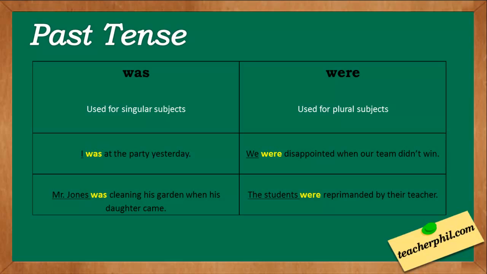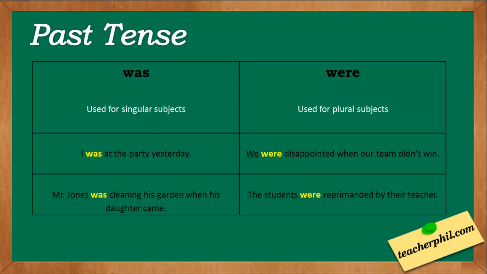Past tense. For past tense, we have was and were. Was is used for singular subjects. Examples: I was at the party yesterday. Mr. Jones was cleaning his garden when his daughter came. Was is used in the sentences because the subjects I and Mr. Jones are singular, and the actions all happen in the past.